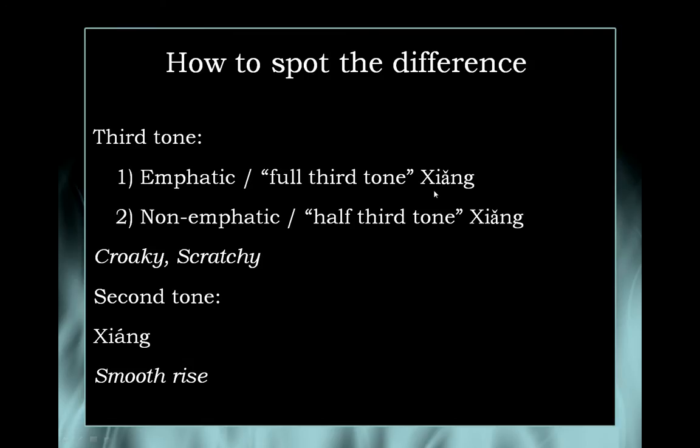Emphatic in the word xiang, which means to think or to miss, it sounds like this. Xiang. Xiang. It's very explicit that I've gone down and then up. Xiang. But the non-emphatic version is actually a softer sound, more like this. Xiang. It's kind of a gentle croak in your throat, in a sense.